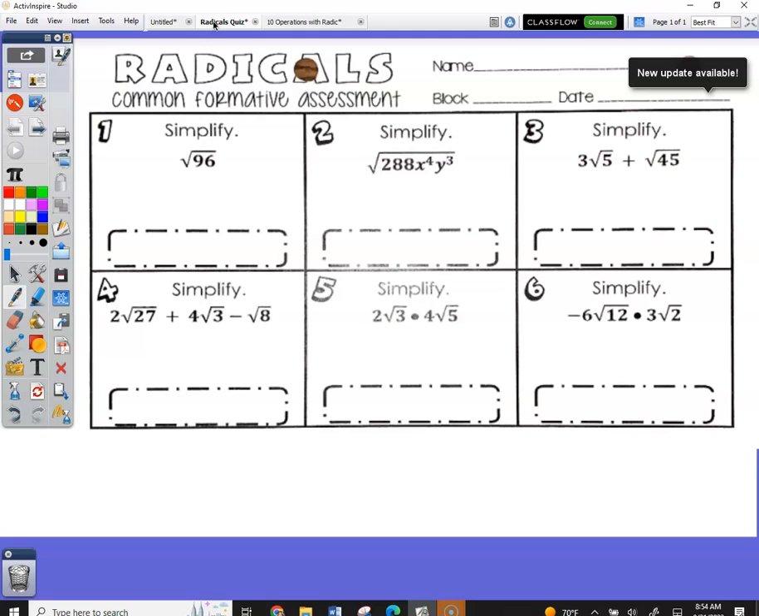So number 2 has some variables in it, which is what I was wanting you to be practicing more of. We're taking just the square root. Now, if we were taking the cube root, oh my.